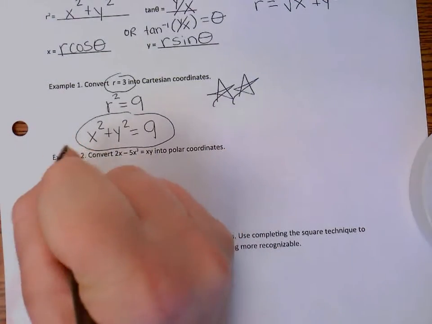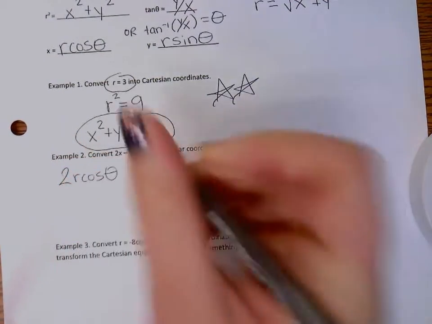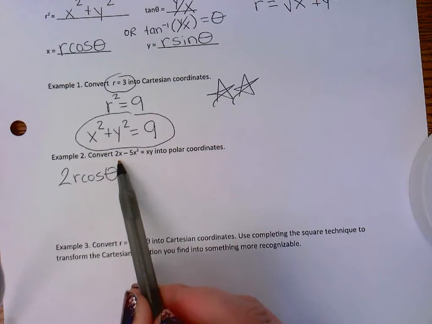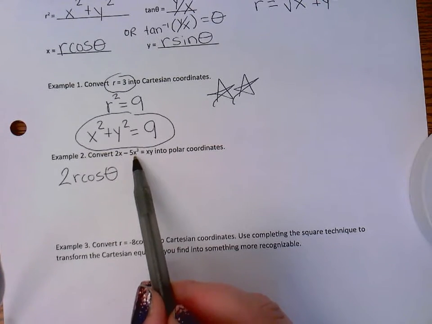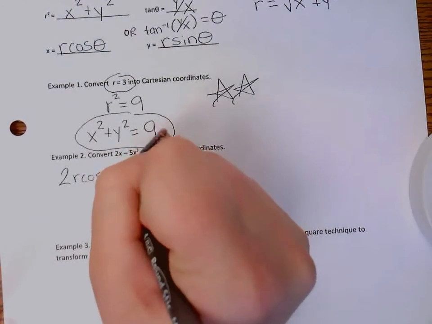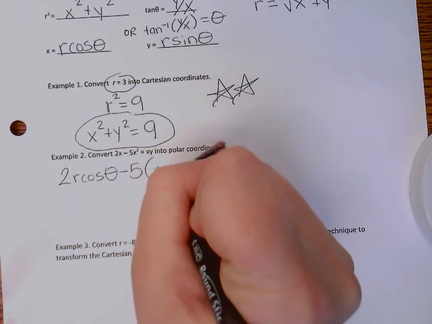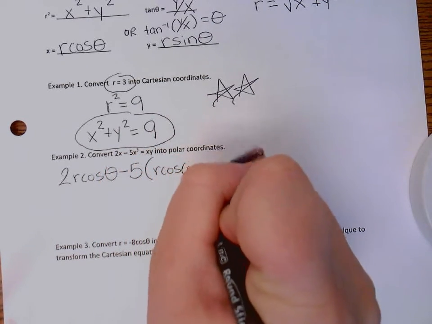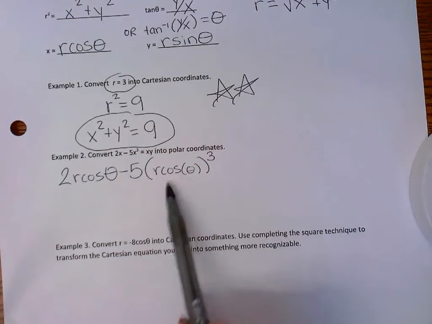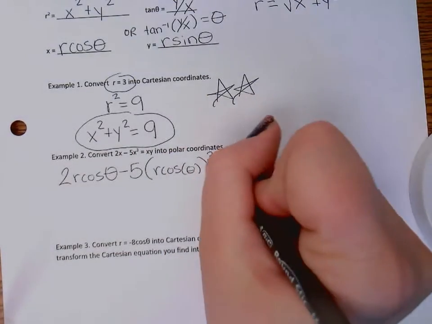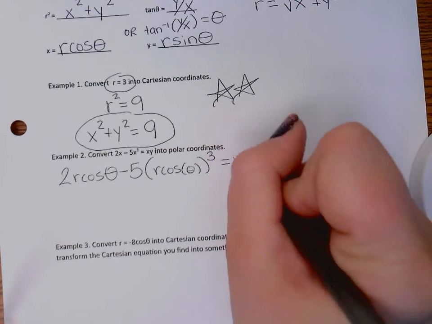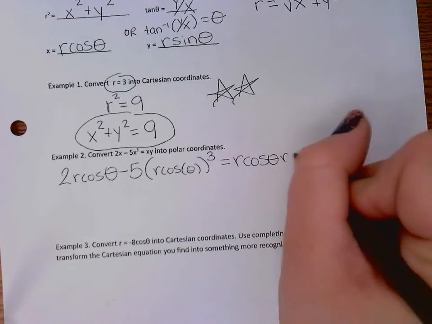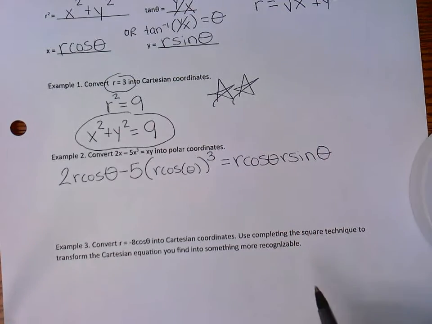So I could write 2r cosine theta to get rid of 2x. To get rid of 5x cubed, I don't know, good luck. Minus 5r cosine theta cubed. You'd have to basically cube that r cosine theta. And then the other side, x times y, r cosine theta, r sine theta. I don't think it looks any better in either form.